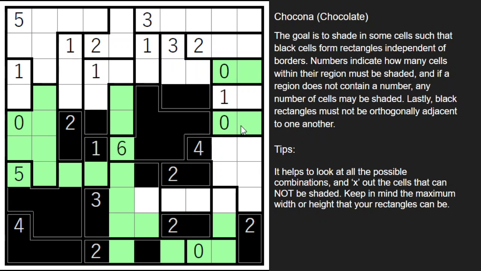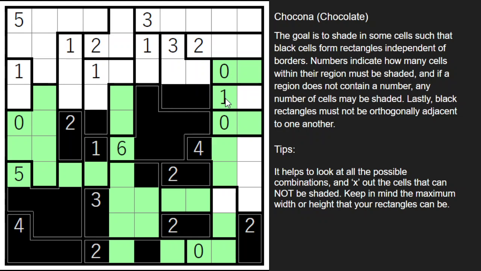And it can't go any further right because of this 0 here, so we know that's filled in. And it cannot go any further down, otherwise it's going to run into this rectangle, right? If we go further down, it's going to have this awkward bend down here, so we know it can't go further down.